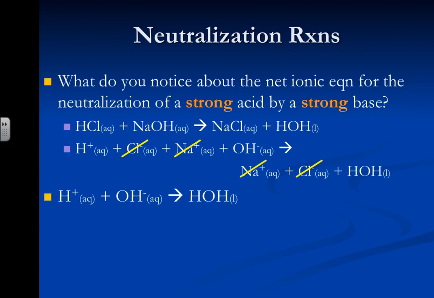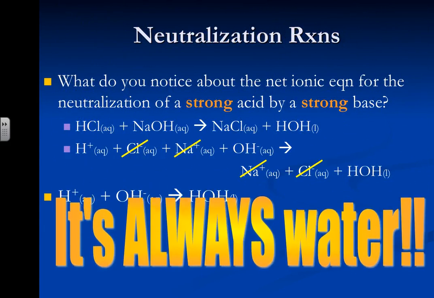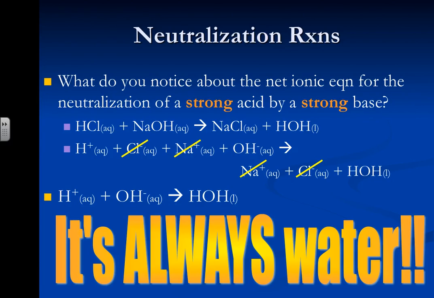What do you notice about this? H plus OH minus yields H2O, or water. So basically I made water. Strong acid plus strong base makes water. Yep, it's always water. That's the answer to the original question. If you react a strong acid and a strong base, your net ionic equation is always that water equation that's right above my gigantic words. H plus OH minus yields HOH or H2O.